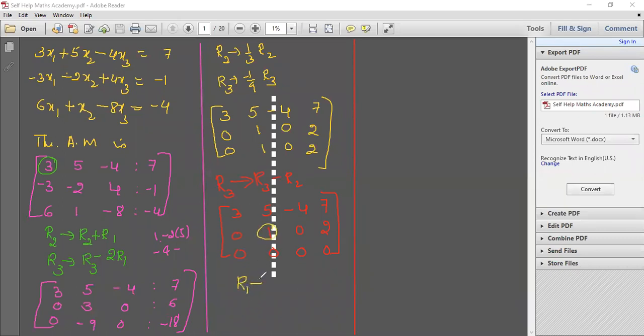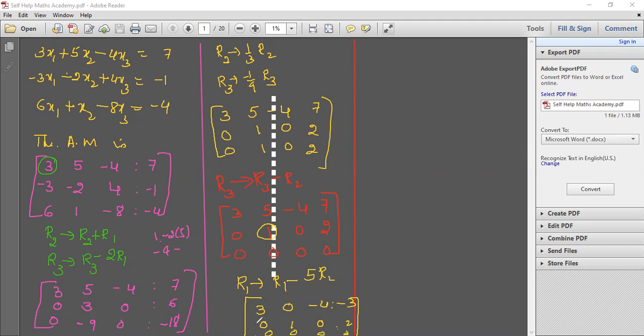R1 changes to R1 minus 5 times R2. Here it will give me 3, 5 minus 5, that is 0, minus 4, this is 0 again. And here it is 7 minus 5 times 2, 7 minus 10, that is minus 3. So this is 0, 1, 0, 2. And this is 0, 0, 0, 0. The last row is completely 0.